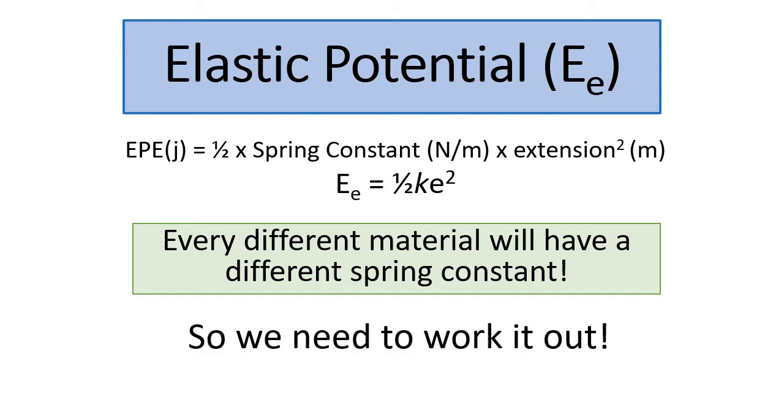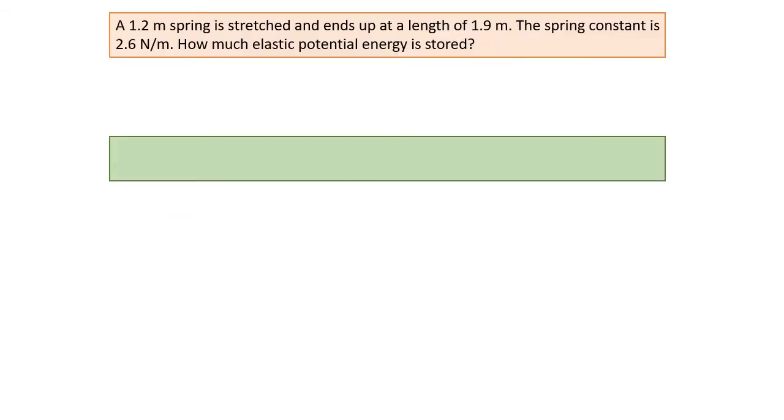Now, by using this equation, we need to work it out. Here are some examples. First example: a 1.2 meter spring is stretched and ends up at a length of 1.9 meters. The spring constant is 2.6 Newton per meter. How much elastic potential energy is stored? First of all, we will use the equation half times k times extension squared. These are the values, so you will get 0.637 joules.